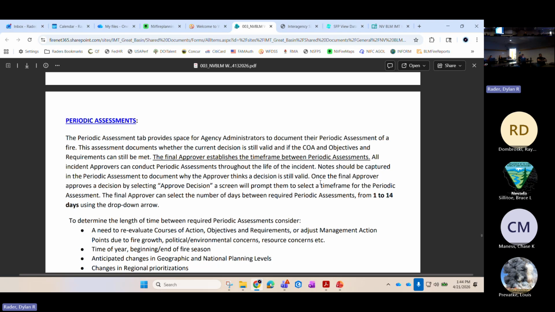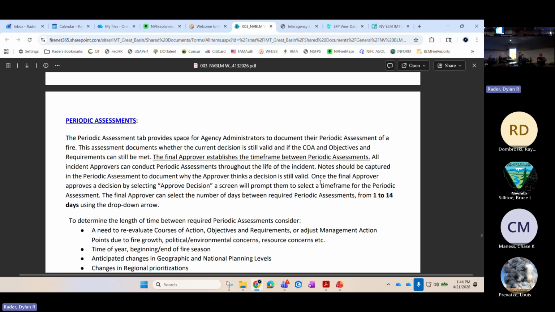So as an agency administrator, if you're on a long-term fire and it's 99% contained and there is nothing changing with that fire from day to day, you don't have to do a periodic assessment every day. You can set that periodic assessment length to be every 14 days and do one every 14 days. So just keep that in mind. But it is important that the periodic assessment gets done.